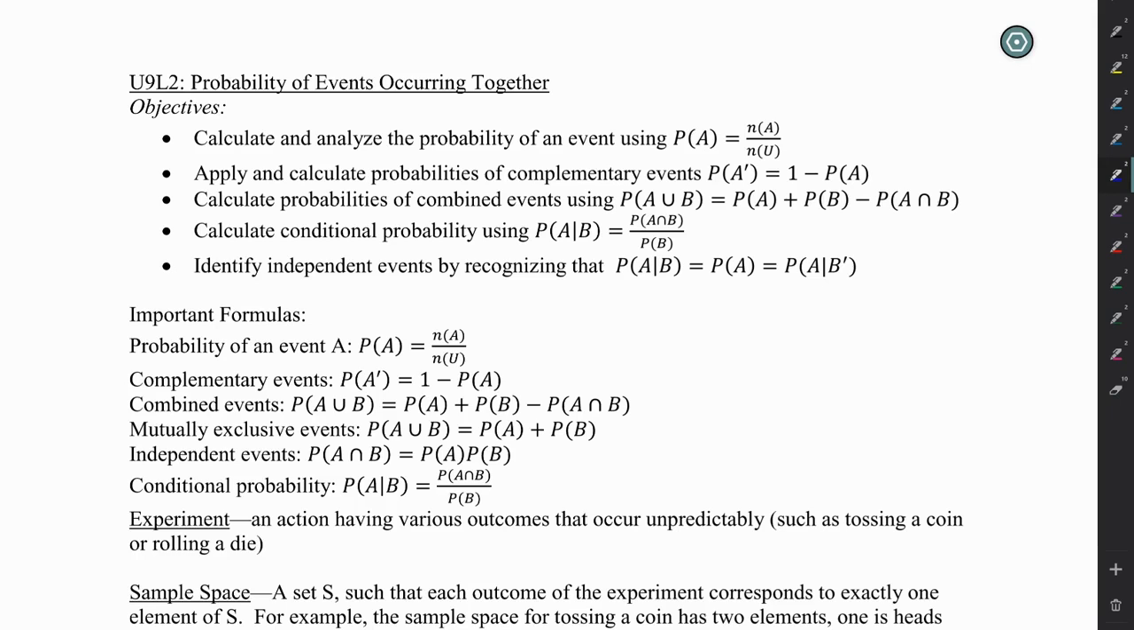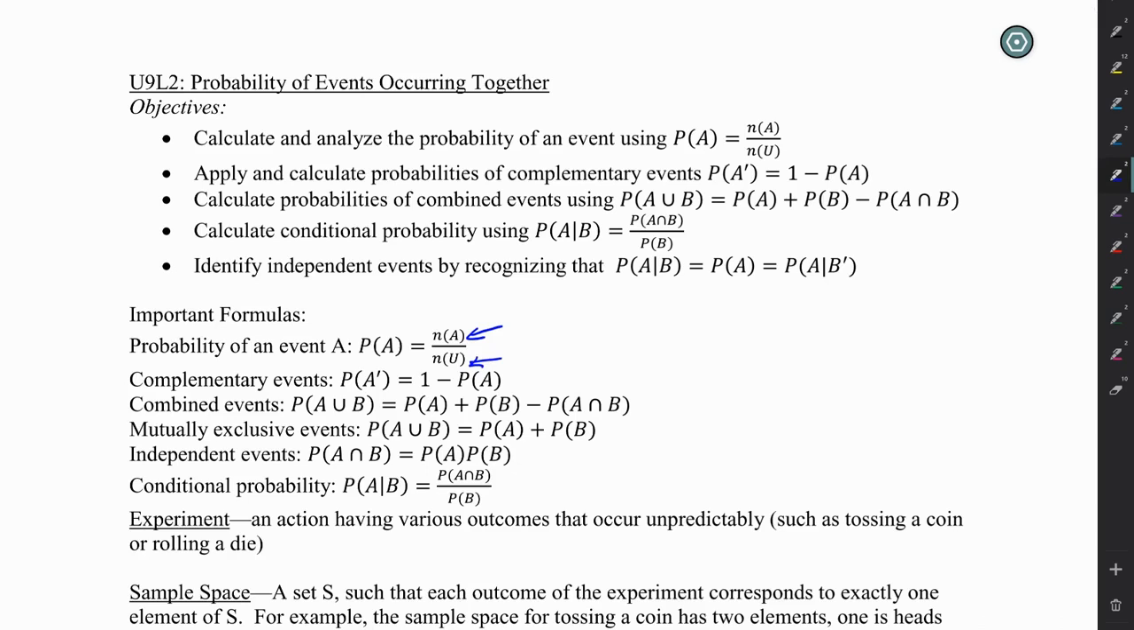To find the probability of an event, denoted as P of A, it's N of A over N of U. So N of A is the number of things that we want. N of U is the number of things in the universal set. So it's the part that we want out of the total number of things.